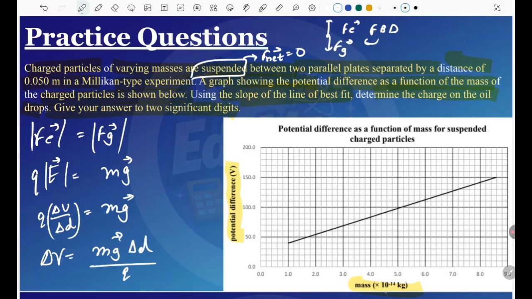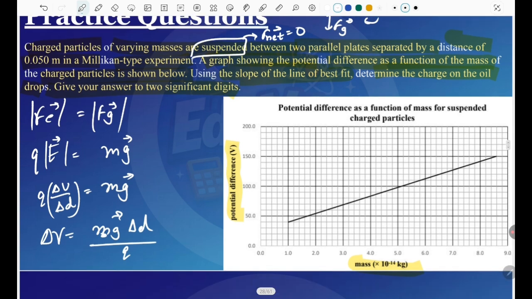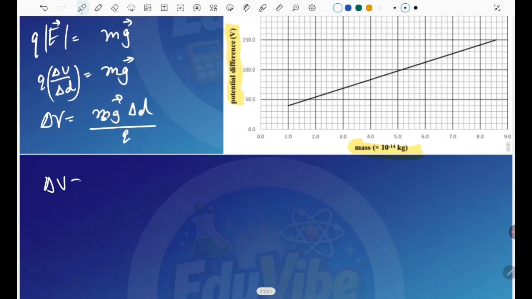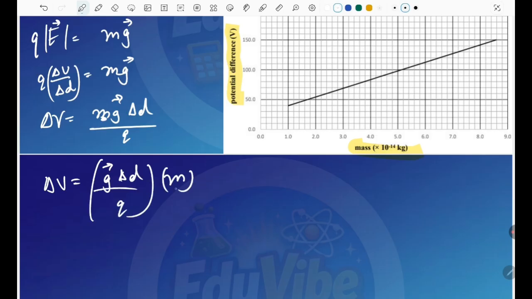Now your mass always goes to the x-axis, so it comes out from there to get the mass as the x-axis. So this is all you have to show now: g delta D upon Q, this whole multiplied by m. This is the same thing as before. Now this is your y-axis, this is your x-axis, and this is your slope for this graph.